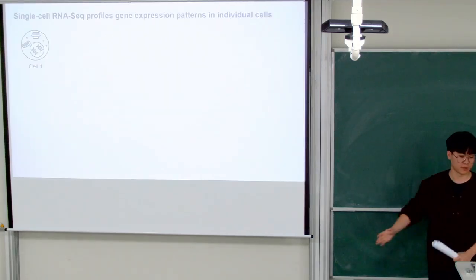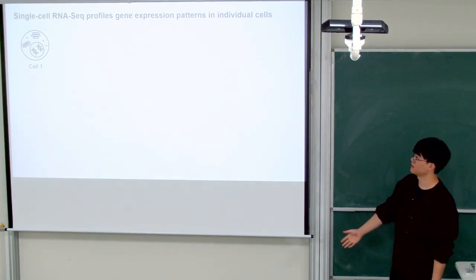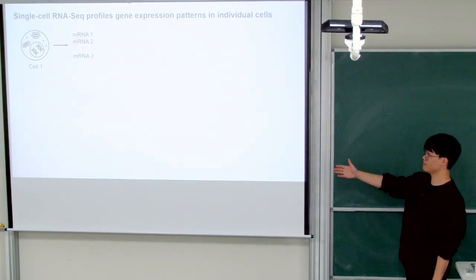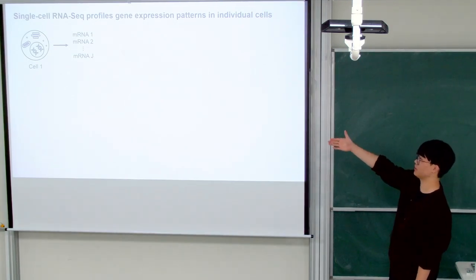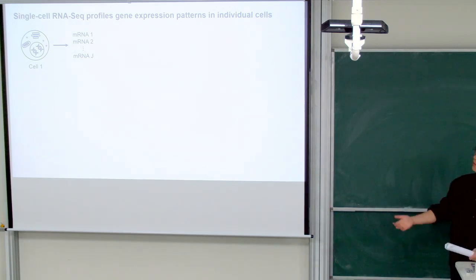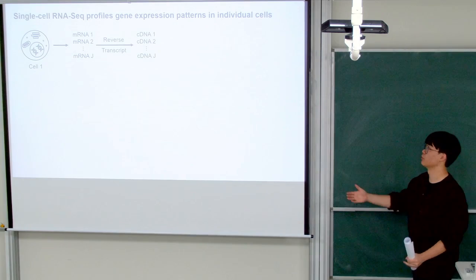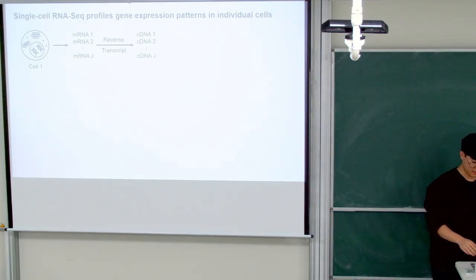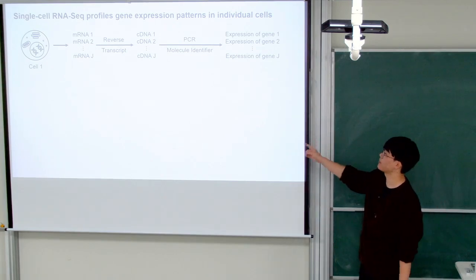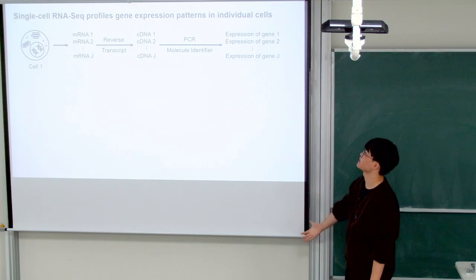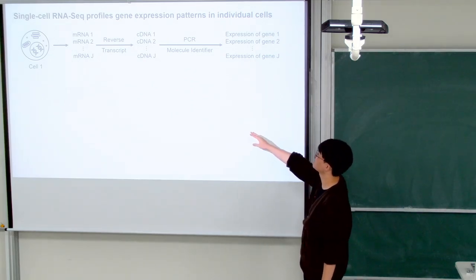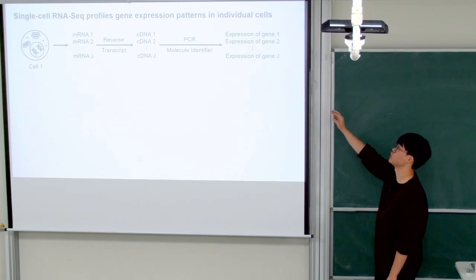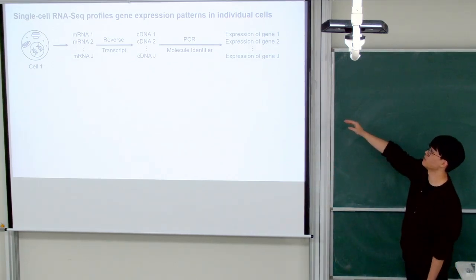So single-cell RNA sequencing is very popular. For example, we have one cell. Then we kill the cell and we get many kinds of mRNAs, like mRNA1, mRNA2 to mRNA-J. And what we do is apply reverse transcription to make DNA from the RNA. And then we apply PCR to amplify the number, and we attach molecular identifiers to count the expression of each gene. And this is only for one cell.